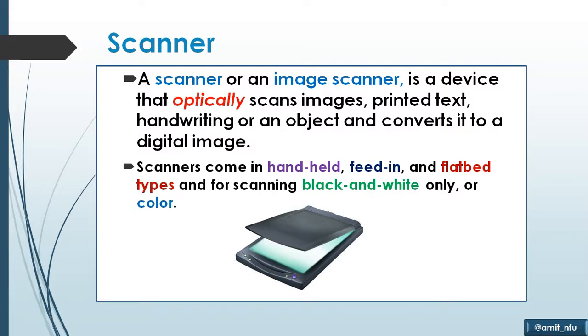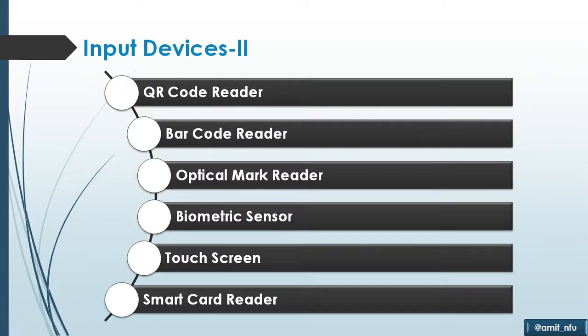Scanners come in various forms like handheld devices, flatbed type or feed-in scanners, and they can scan black and white only, or they may scan color images also. So now we'll talk about some other input devices which are used very commonly these days and are very important. They are not considered basic input devices, but they are derivations of these input devices and they're very important.